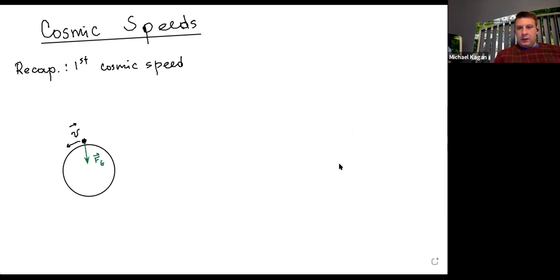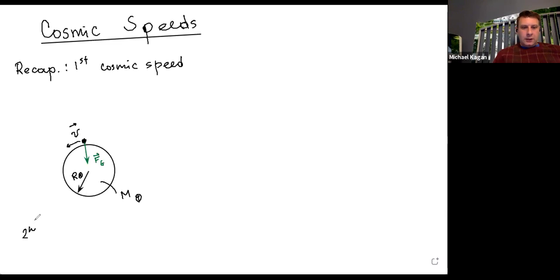One more thing that we'll need here is the Earth radius, and of course the mass. So this is the Earth radius, and it has mass M Earth. We know these already.